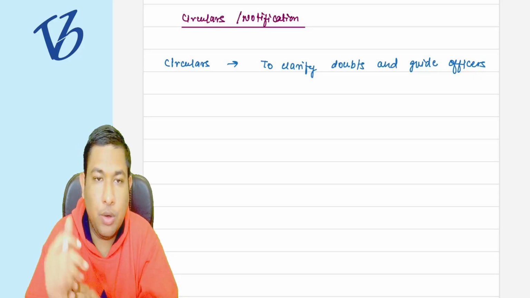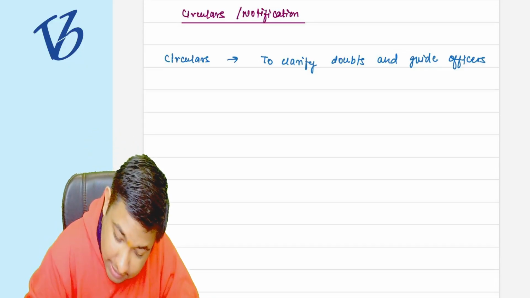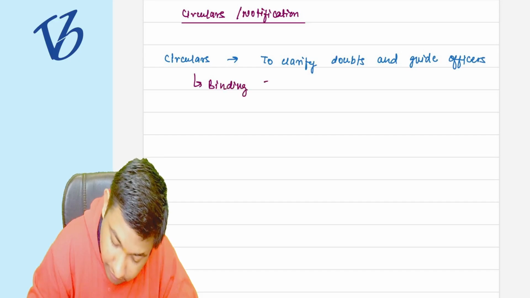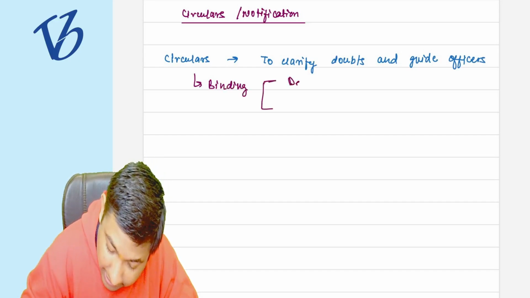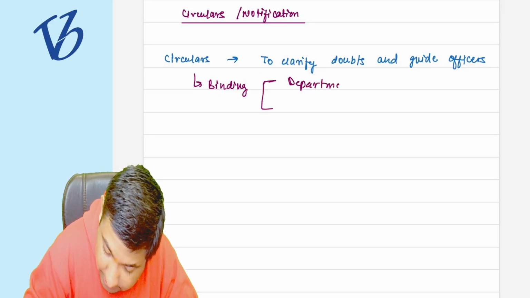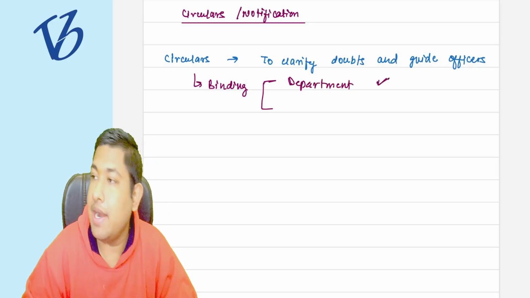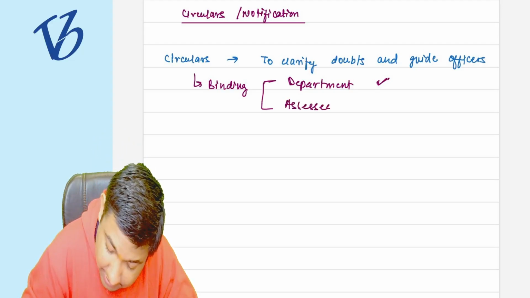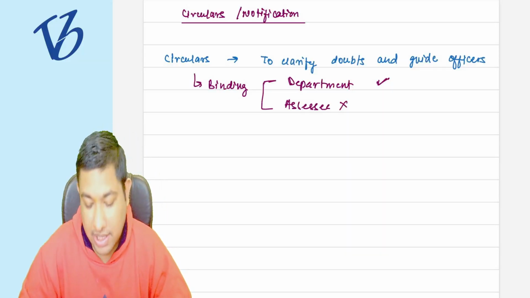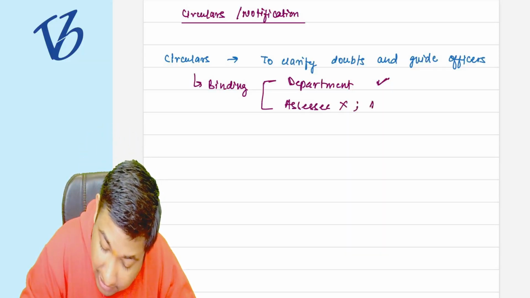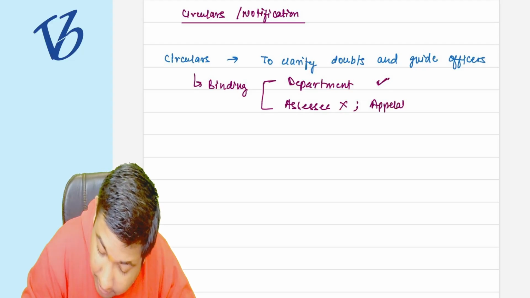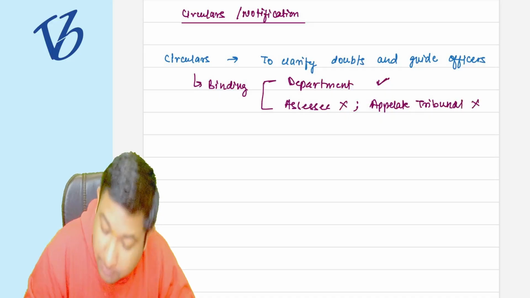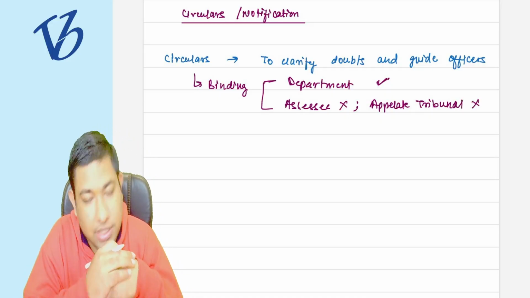Write it. Okay, now understand this, that circulars are binding on whom? They are binding on the department, yes, but whether it is binding on the assessee, no, it is not binding on the assessee. Whether it is binding on the appellate tribunal or any court, no, it is not even binding on the court or the appellate tribunal.